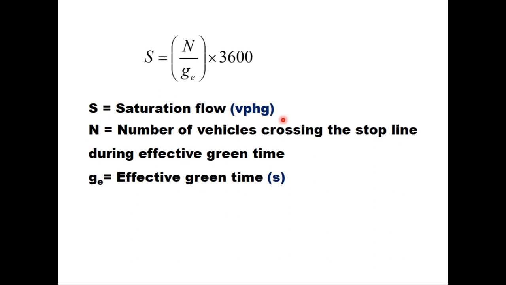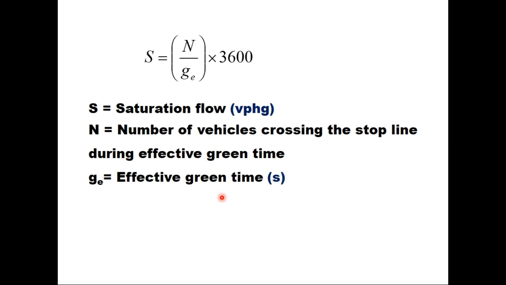Saturation flow is given by this equation. If you know the number of vehicles that have cleared the intersection during effective green time, then calculate S equal to N upon G_E into 3600, where N is the number of vehicles crossing the stop line during effective green time and G_E is the effective green time.